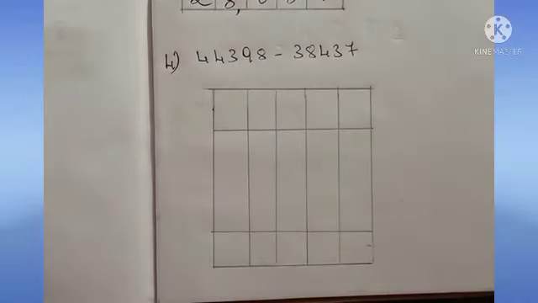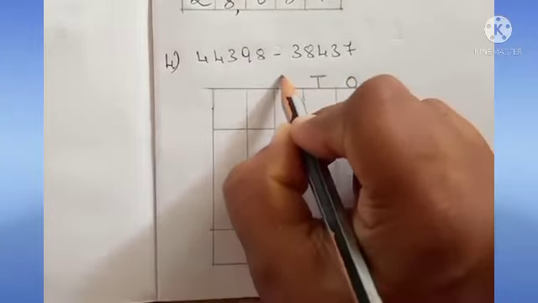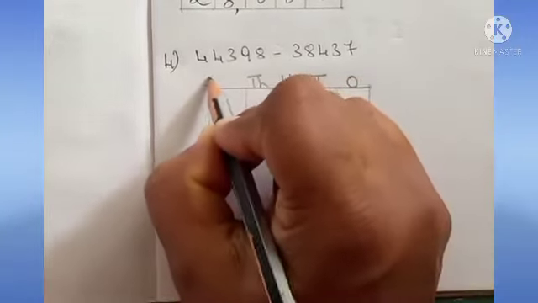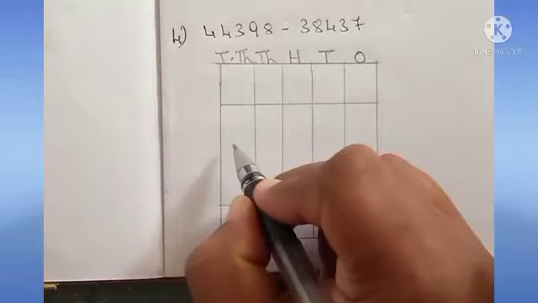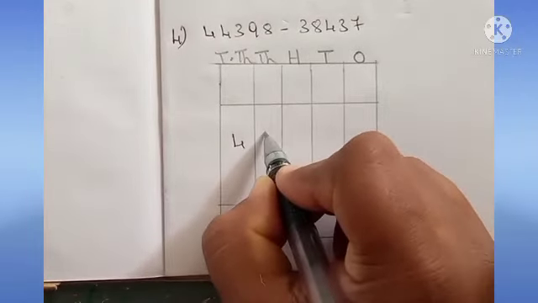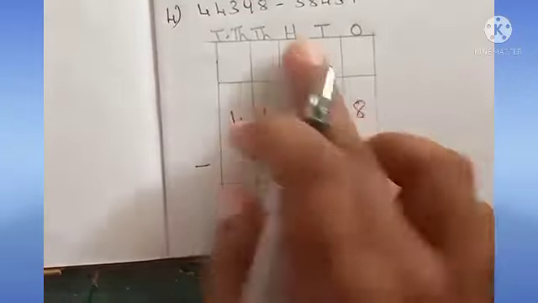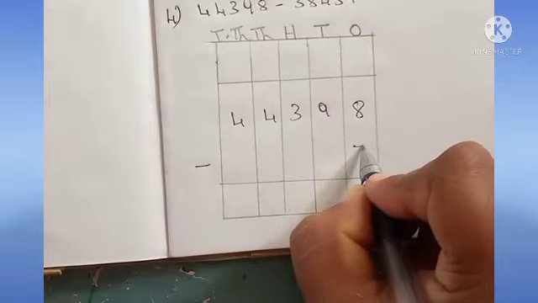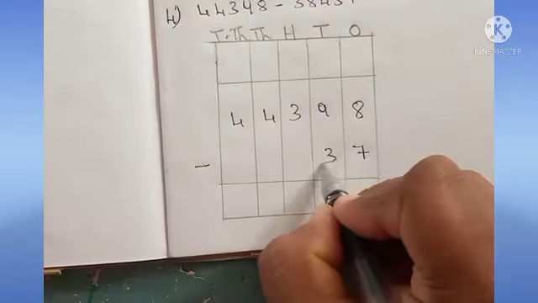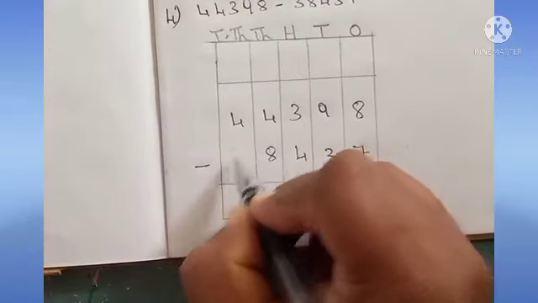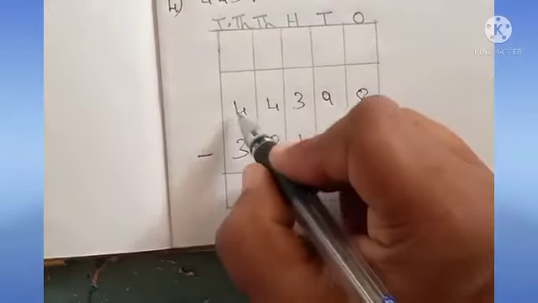Okay? Dear children, we are going to do fourth one. Okay? Let's write the place value: ones, tens, hundreds, thousand, 10,000. Okay? So let's write the numbers, digits in the column. So 44,398 minus, so this one we will start from the ones place, last digit from here. Okay, 7, 3, 4, 8, 3. Okay, so equal numbers are there. Okay, now let's subtract, dear children.